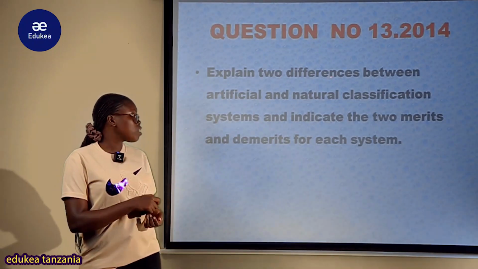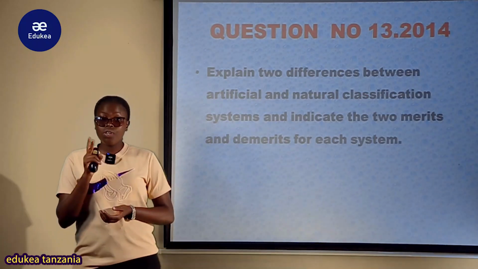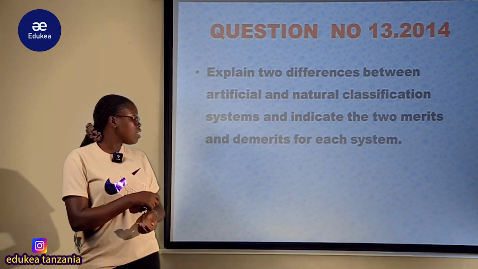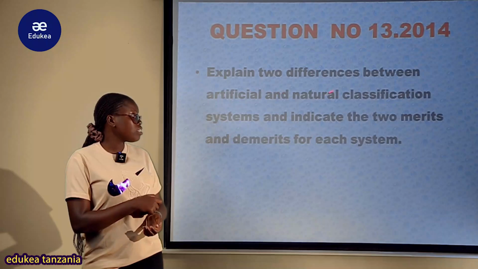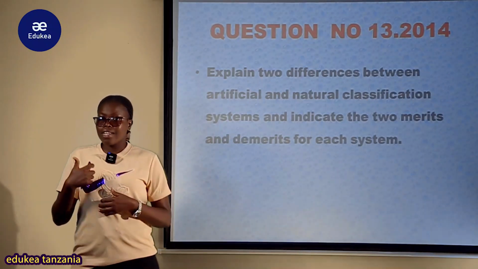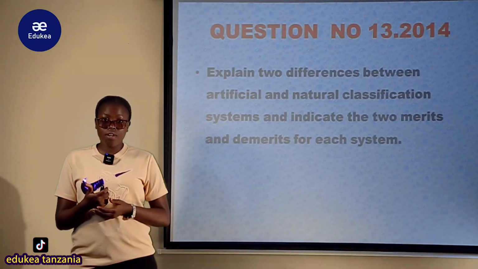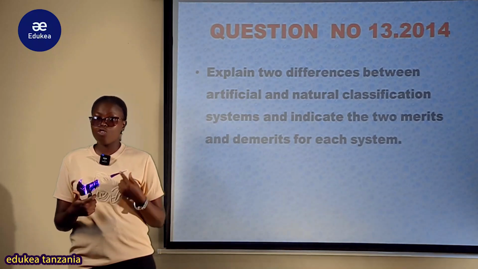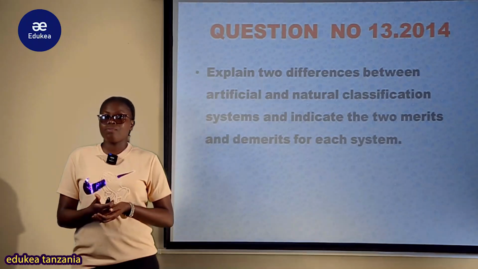The question needs you to give two differences between the artificial and the natural classification system. Two differences, obey the order. Only two differences. Another one, indicate two merits for artificial and two merits for the natural classification system, and two demerits for artificial and two demerits for natural classification system. So mpaka hapo utaona katika kila system utakuwepo na pointi 4, total itakuwepo 8. Kujumlisha na two differences utakuwepo na total 10 points.